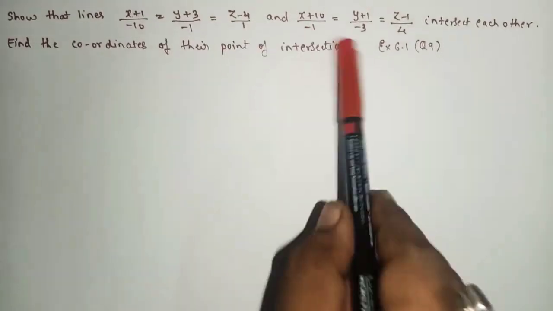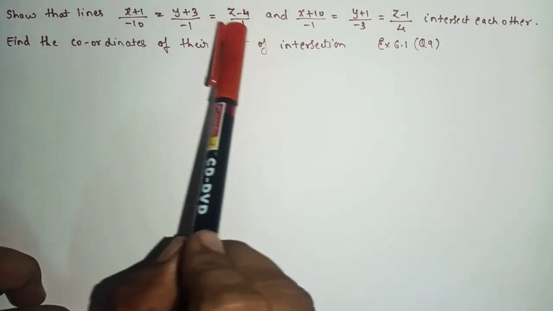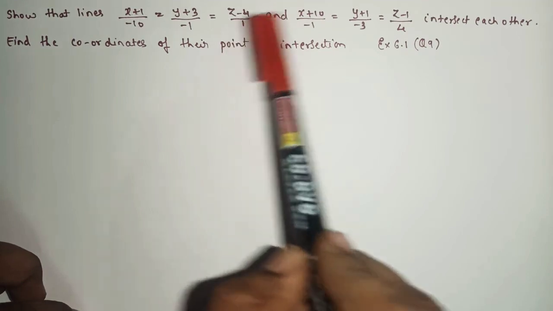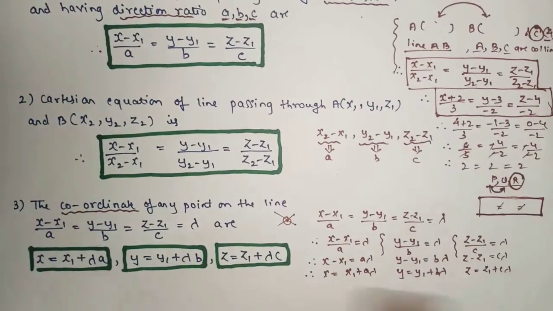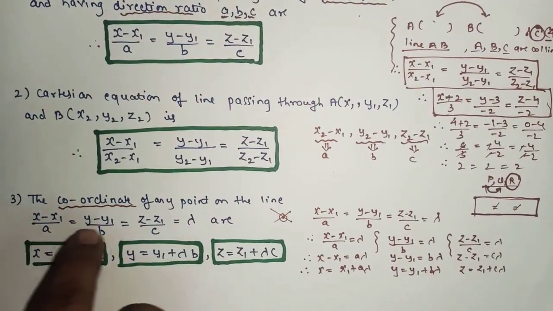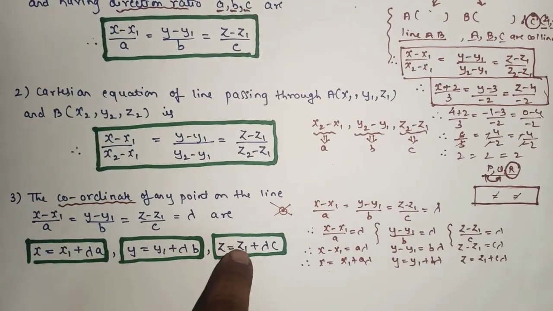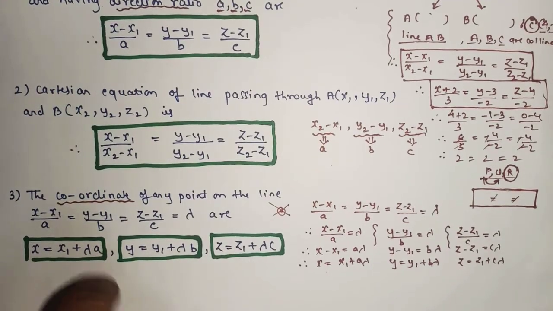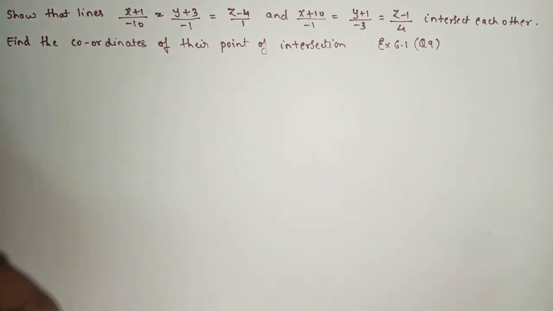So as here we have two Cartesian equations, for the first equation we'll take each ratio equal to lambda, and for the second one we'll take each ratio equal to mu. If you have only one Cartesian equation, you will take each ratio equal to lambda, where you will get the x, y, z coordinates in terms of lambda, and for the second one you will get the answer in terms of mu. So let's begin with the steps now.